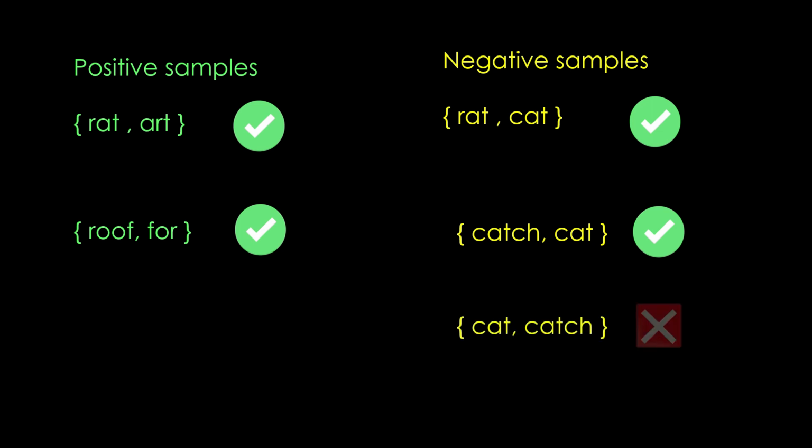Well, just reversing the pair catch and cat, we see the algorithm wrongly prints yes. This is because when W1 is cat and W2 is catch, W2 has all the characters of W1 plus some more additional characters. Since our algorithm baselines W1, this problem will always arise for any such cases. For example, for and fort, pot and topper, and so on.